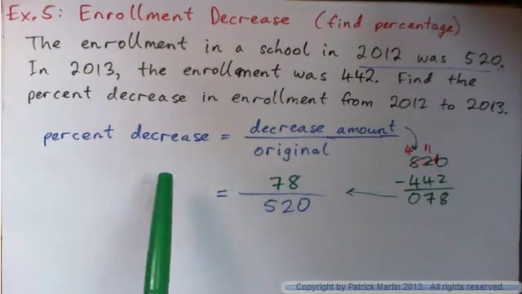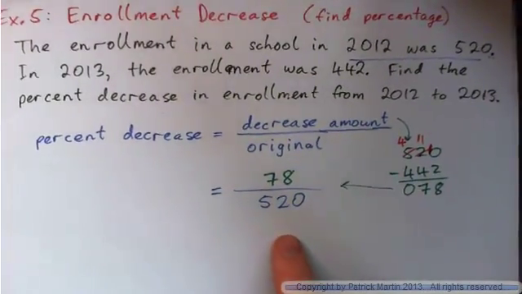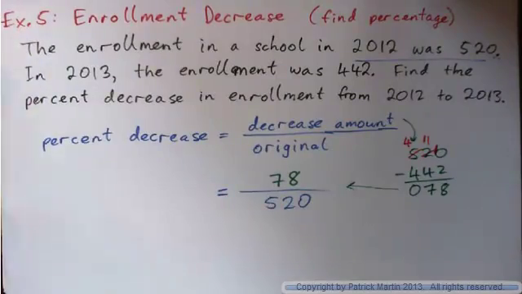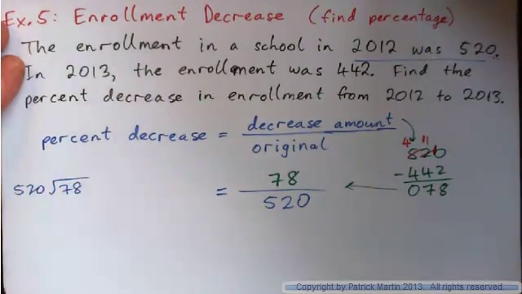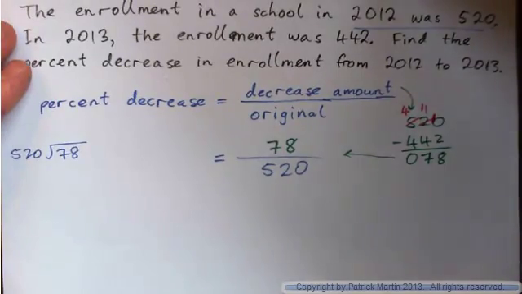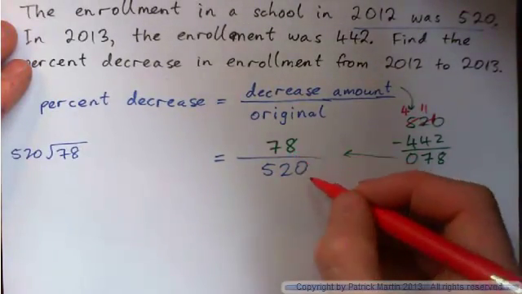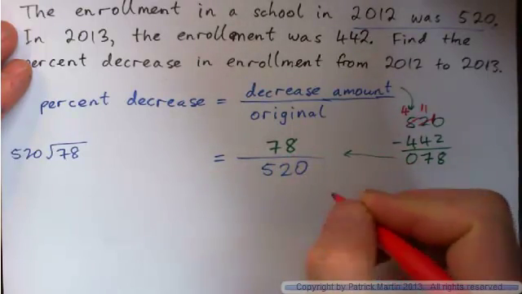So the percent decrease is the decrease amount over the original. So we get 78 over 520. And we could do this, 520 into 78, and turn that into a decimal, and then turn the decimal into a percent. But it might be easier to try and put this in lowest terms first. Both of these numbers are even numbers. Okay? So 2 can go into the top and bottom, right?